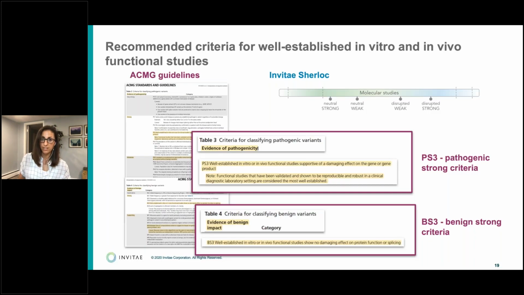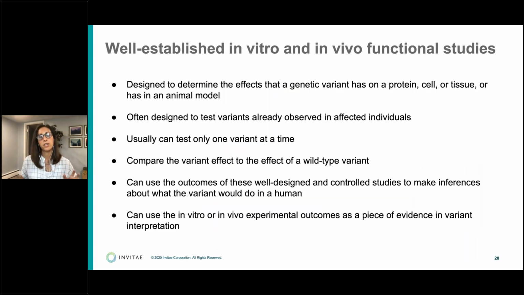And the ACMG guidelines award strong pathogenic or strong benign criteria for well-established in vitro or in vivo functional studies that show the effect a variant has on a gene or gene product. And we have a corresponding criteria in Sherlock for molecular studies. So I wanted to just quickly highlight some points about well-established in vitro and in vivo functional studies.